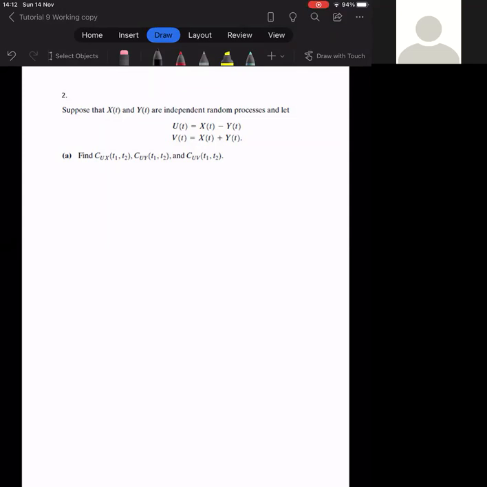Okay, so in the second question, suppose that x of t and y of t are independent random processes and let u of t equal x of t minus y of t, v of t equal x of t plus y of t. We want to find the auto covariance of u and the cross covariance of u and x, u and y, and u and v. So how do we go about doing this? We'll follow the basic definitions.